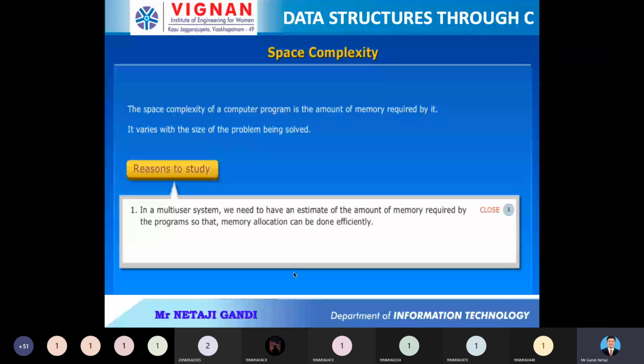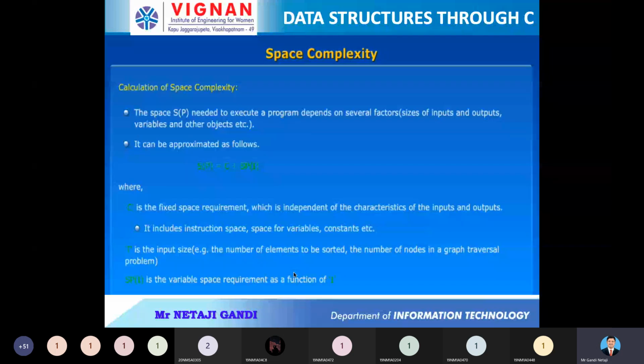In a multi-user operating system, multiple inputs can be given, and it can satisfy them. Then only your project is good. So that's why the space complexity is S(P) = C + S(I). Don't worry about that one. C is the constant, I is the input value, and S(P) is the space complexity.